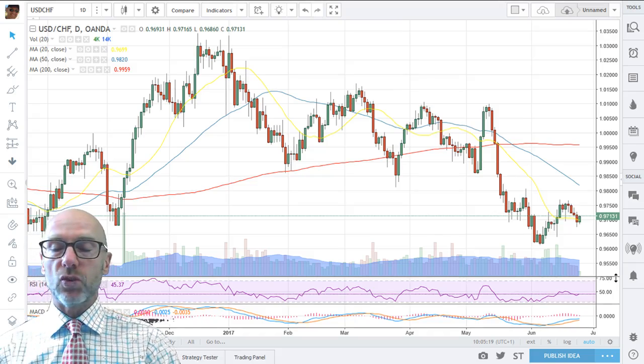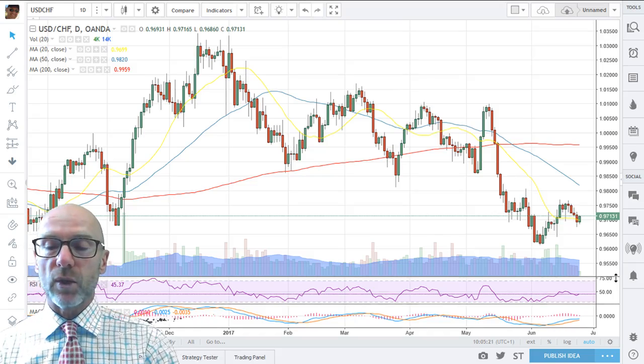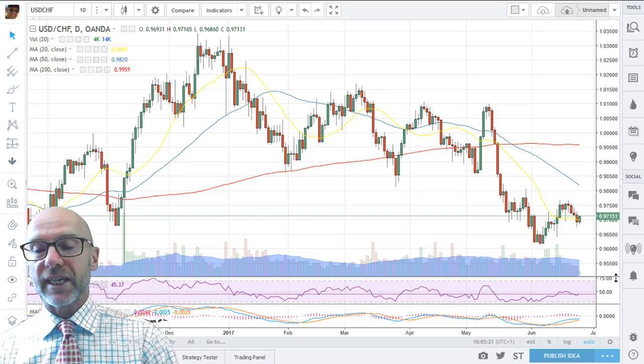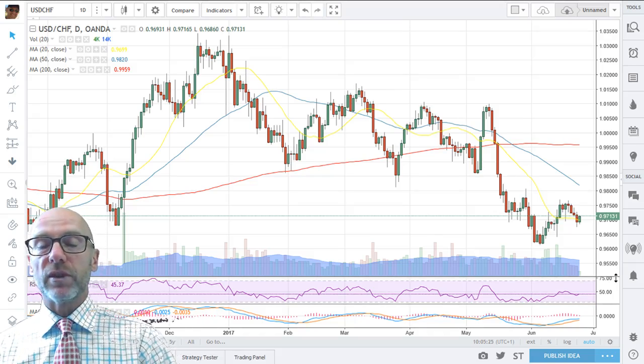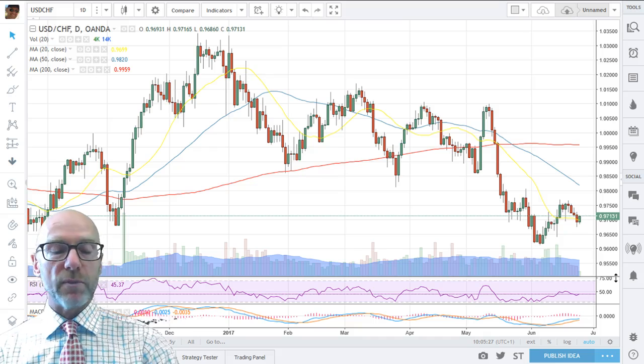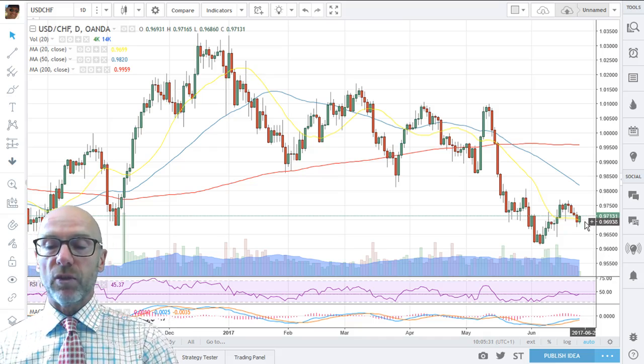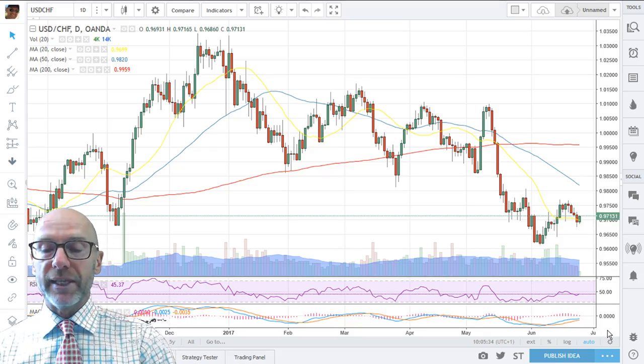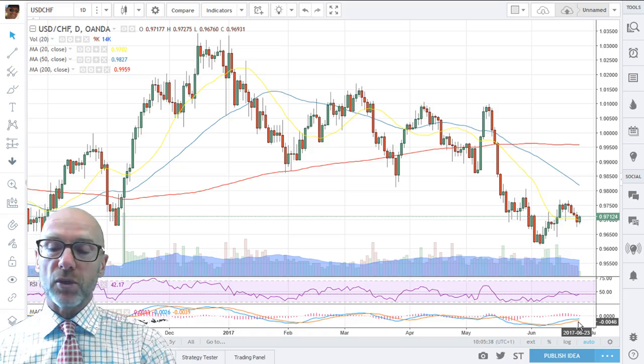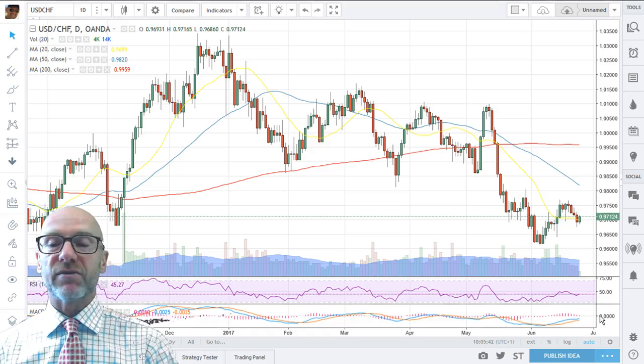As you know, I talk about the 50 level quite a lot. That's kind of my gauge for whether there's upside momentum or downside momentum in a particular stock, or in this case a foreign currency cross. MACD as well, tracking upwards in a positive fashion, but it's below zero, so again not yet fully indicative of upside momentum.